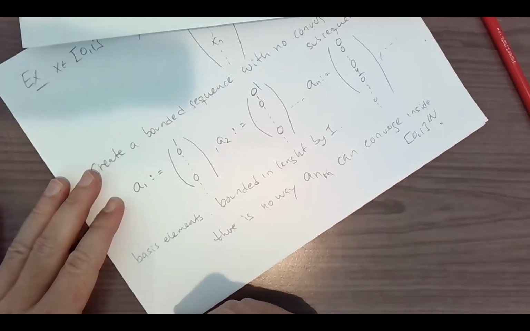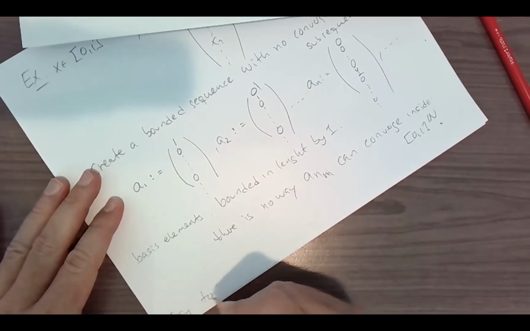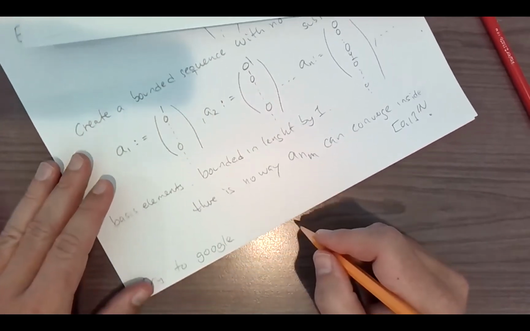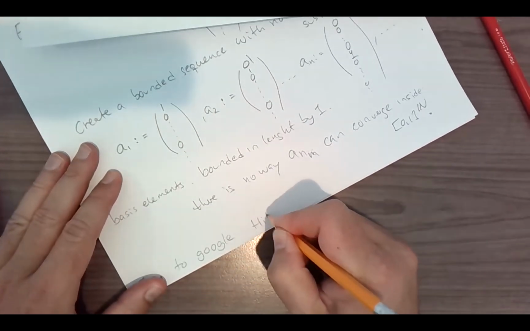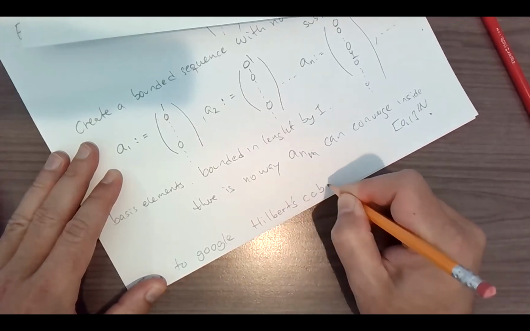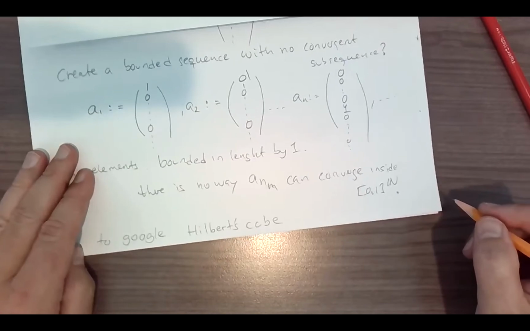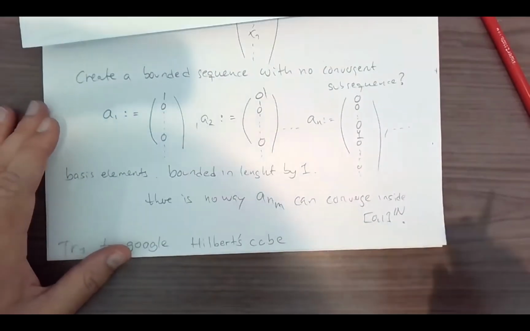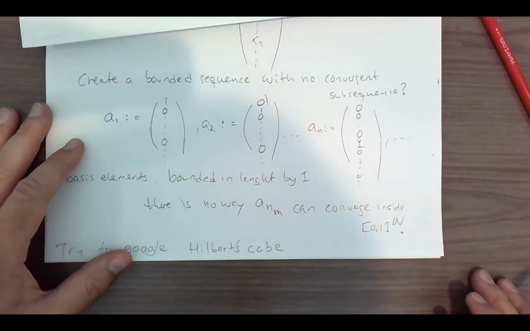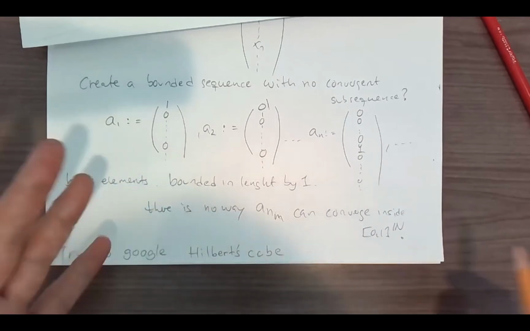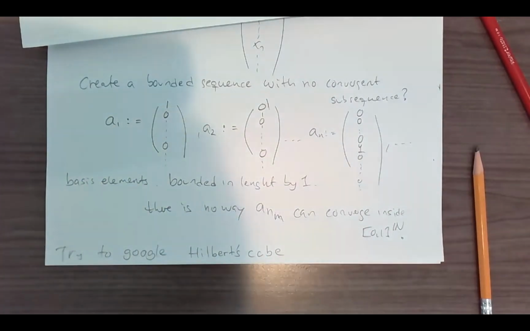And if you're interested, try to Google Hilbert's cube. We've talked about Hilbert before. This is an example of a compact set in an infinite dimensional space. It's going to be closed and bounded, but it's going to be a lot more.